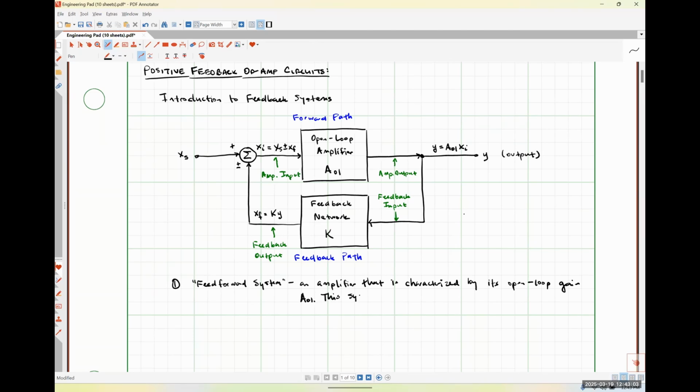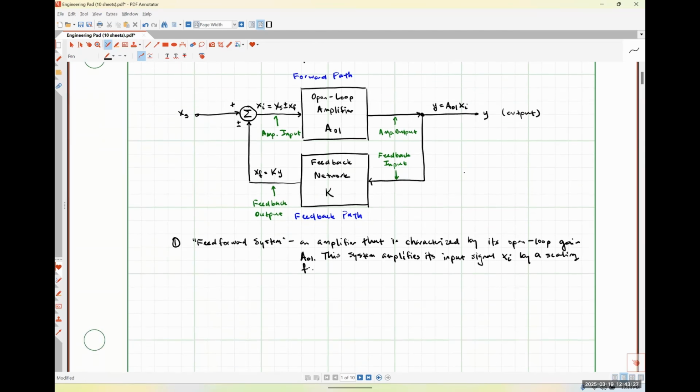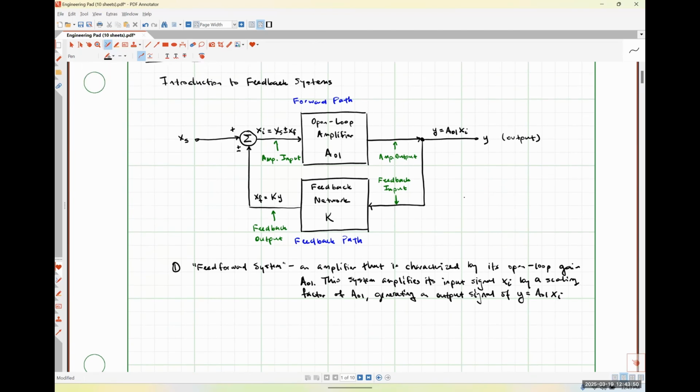This system amplifies its input signal x sub I by a scaling factor of AOL, generating an output signal of y is equal to AOL times x sub I. So this amplifier block right here is essentially the feed forward system.